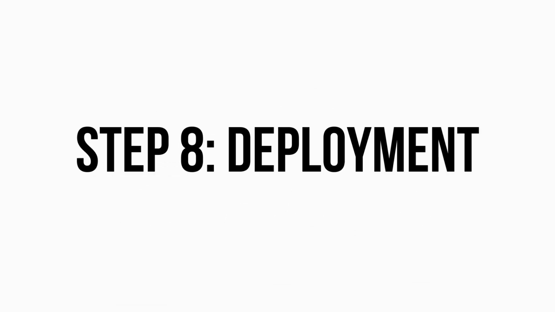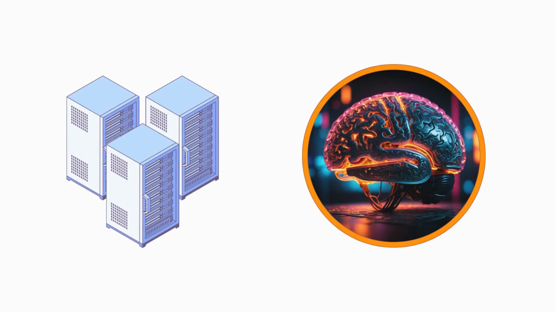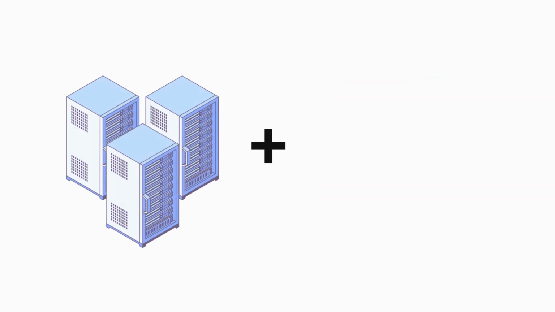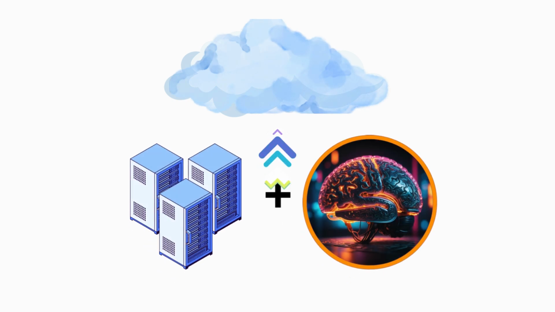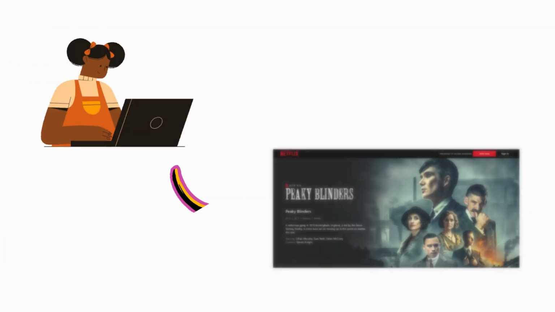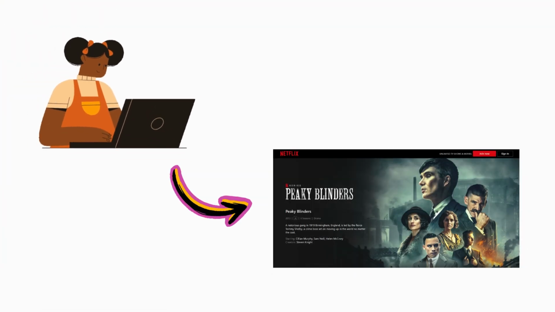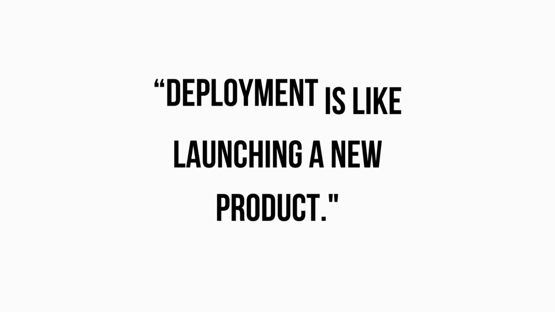Once the model is fine-tuned, Netflix deploys it. This means they integrate the model into their system so it can make real-time recommendations. When you log in, the model suggests shows and movies based on your data. Deployment is like launching a new product.